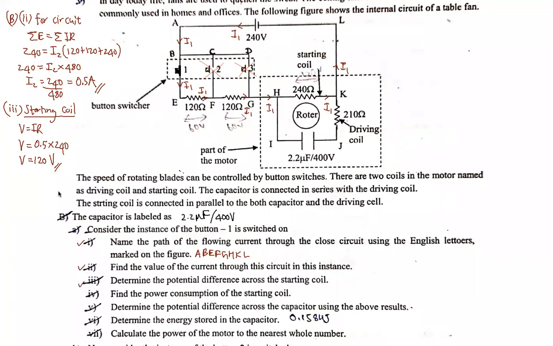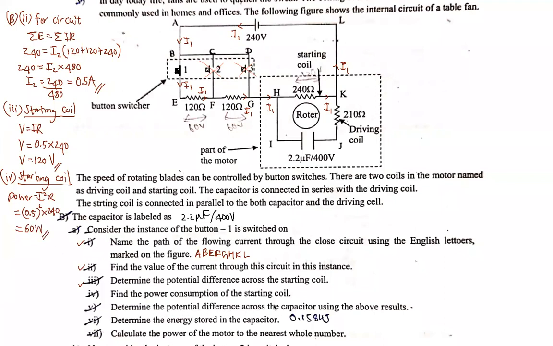Find the power consumption of the starting coil. Again, easy. For the starting coil, let's use the power equation. I think they had asked this in the previous part too. Power is equal to I squared R. I squared is 0.5 squared, that is a quarter, 0.25, into R. Its resistance is how much, people? Starting coil, 240. So 1 over 4 into 240, that is 60 watt.